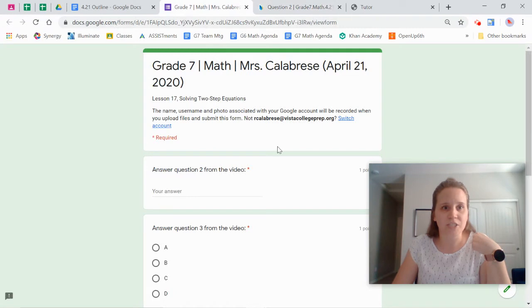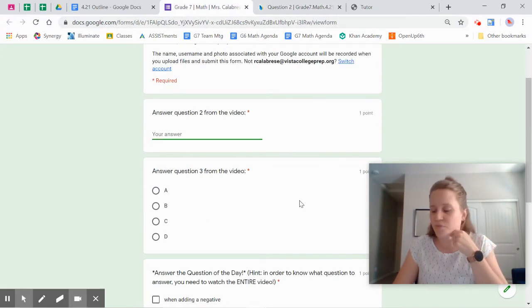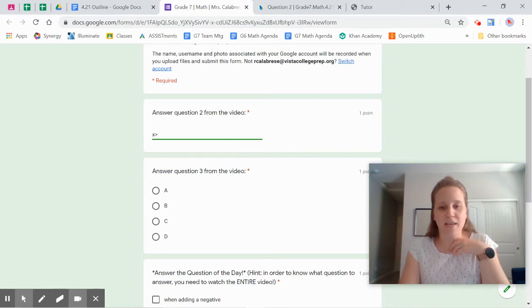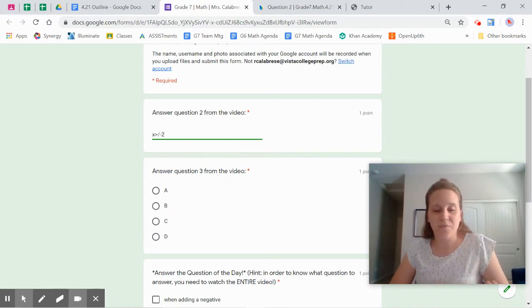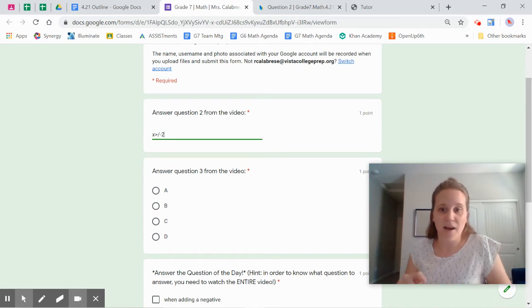Okay, so let's go into your Google form. In question 2 from the video, I want you to write your solution. X is greater than or equal to -2. Notice I didn't put any spaces here. Can you pause the video and enter your answer this way?